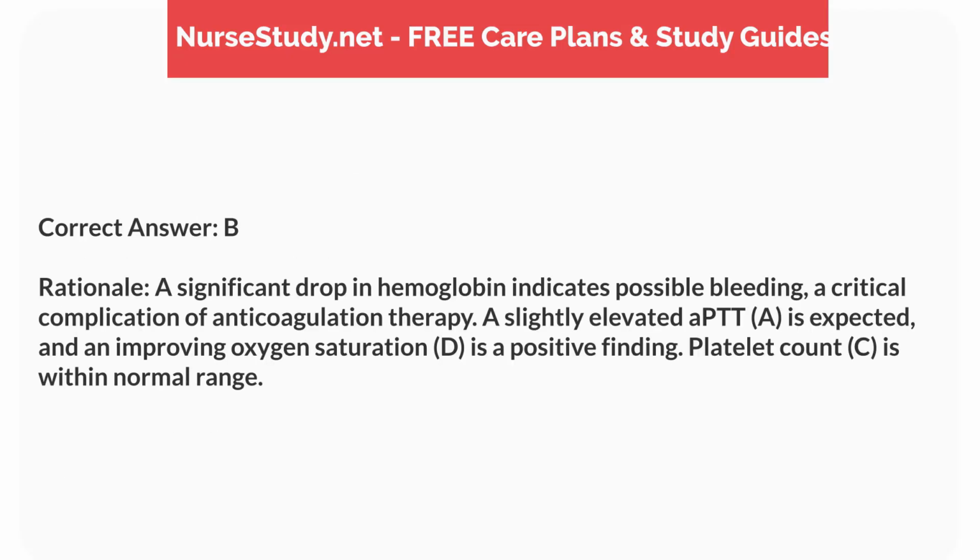Correct answer, B. Rationale: a significant drop in hemoglobin indicates possible bleeding, a critical complication of anticoagulation therapy. A slightly elevated APTT, A, is expected, and an improving oxygen saturation, D, is a positive finding. Platelet count, C, is within normal range.